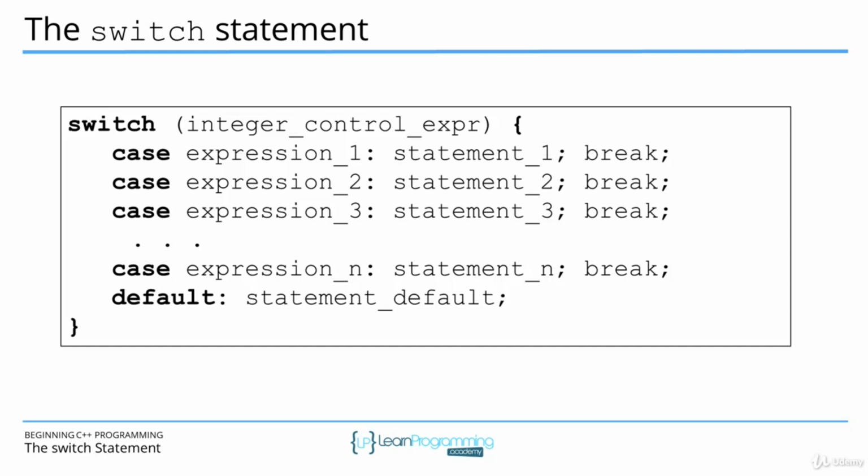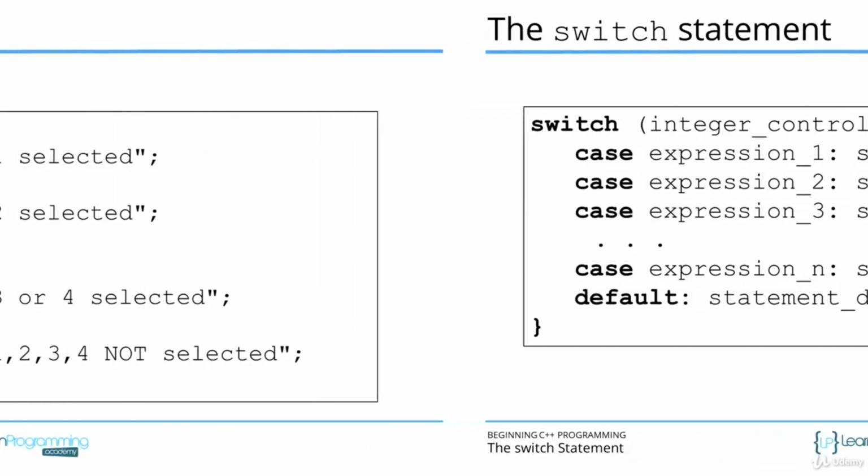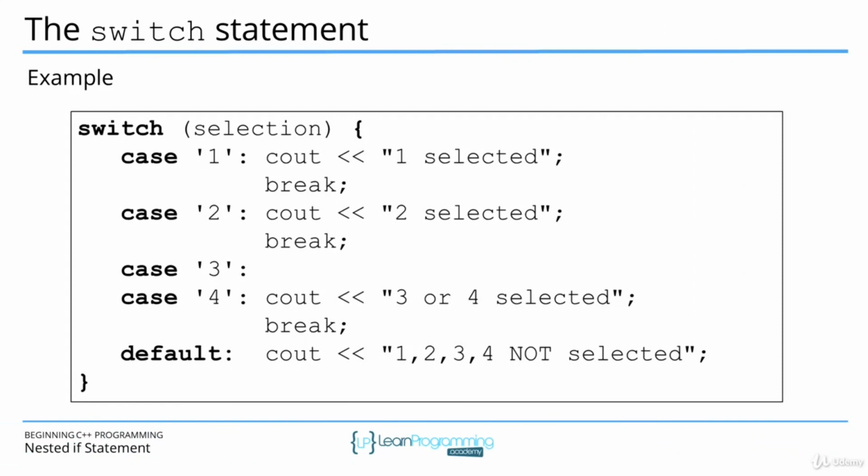Let's see some examples of the various forms of the switch statement. In this example, selection is a character type, which of course is also an integral type. We assume that the user has entered a character at the keyboard and it's been assigned to selection. We can write if-else-if statements to execute code depending on the character entered, but in this case, we can use a switch statement since the control expression is an integral type and the case statement contains character literals to match.